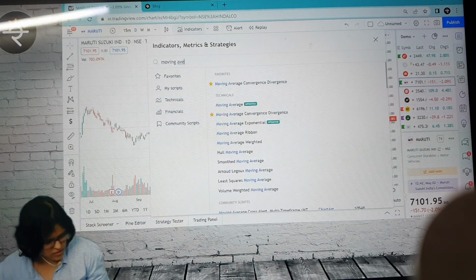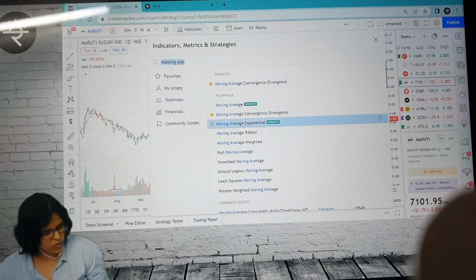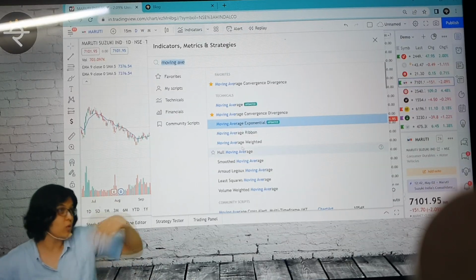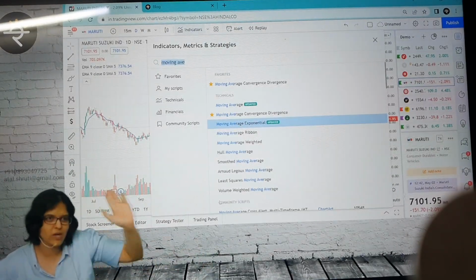Moving average exponential. Can you see here? This one? Click. And if you want, click one more time. Why? We want two averages, no? Don't do it like this. Close once, press close, go outside, again come back in, again press the same, press twice, and you will get two indicators automatically.